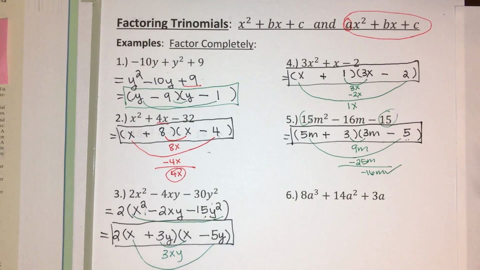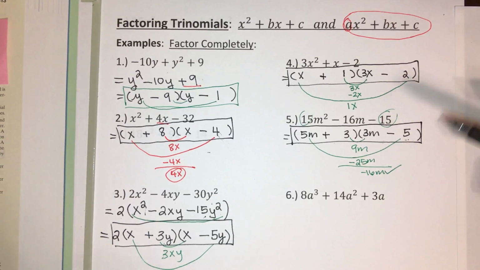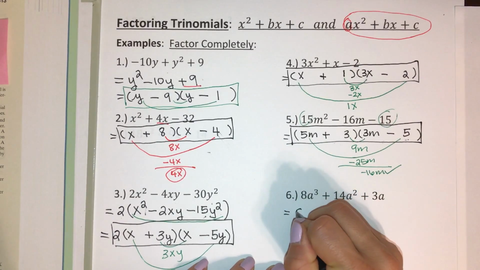Number 6, I see that the order is correct. There is a GCF, or actually, yeah, there is a GCF here. GCF is A, so we need to factor that out.